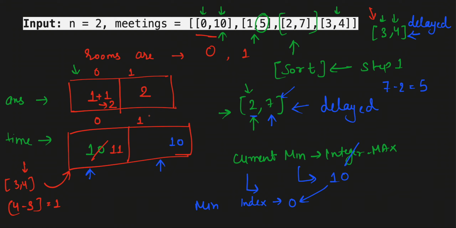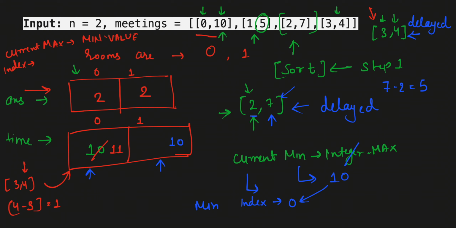Now at the end, what we need to return? The maximum number of meetings happened in any room, and if there are multiple rooms with the same meetings, I need to return the lower index. So I started iterating this answer array, and I found the current max. I will be initializing the current max with Integer.MIN_VALUE, as well as an index, which I need to return as per the question.